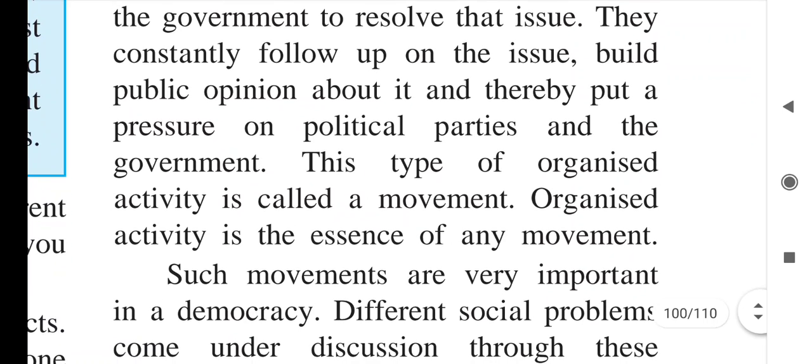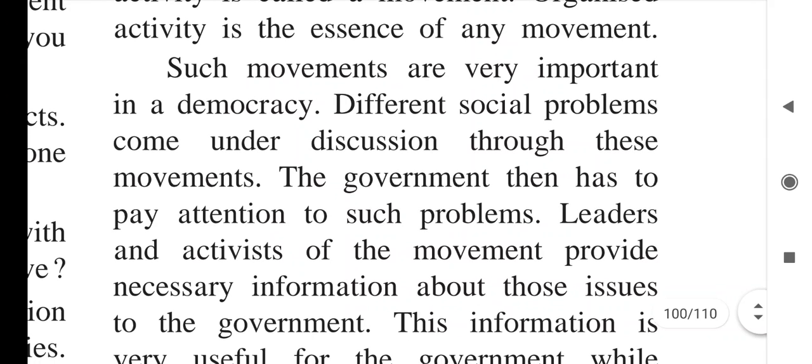Organized activity is the essence of any movement, because organization is required. If one or two persons speak, they may be ignored, or not ignored, but action will not be taken quickly on their suggestion or demand. But when many people join and organize the movement, at that time they will bring the attention of the government, political parties, as well as the public.